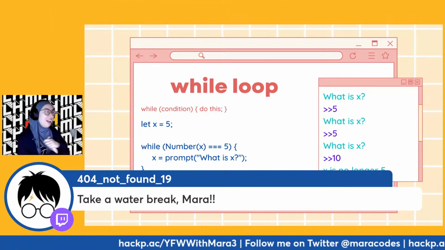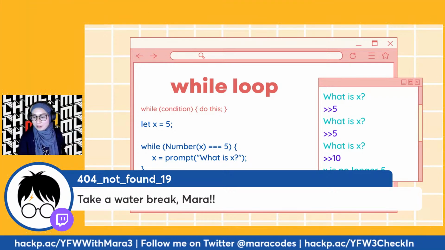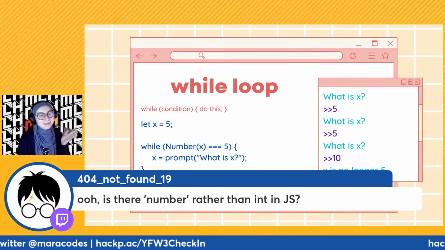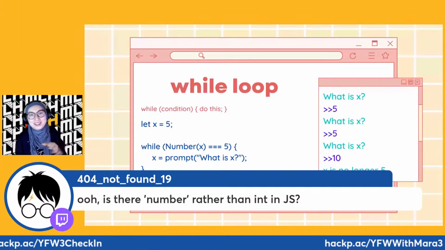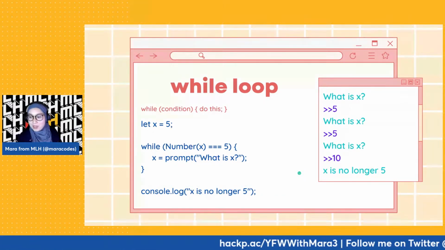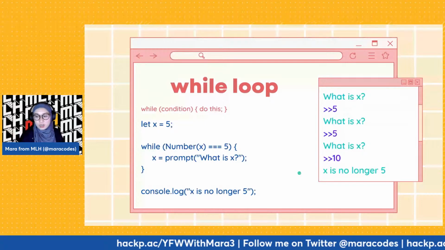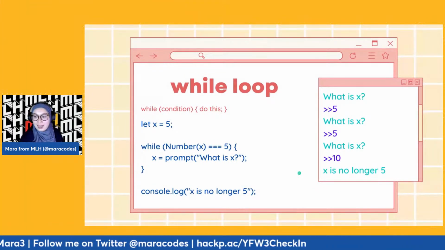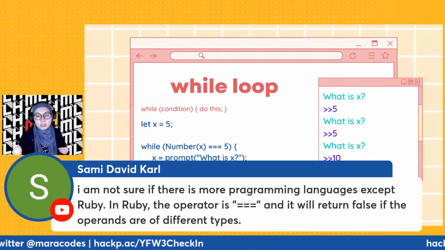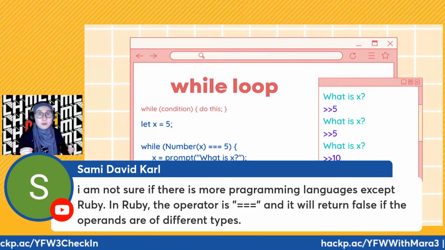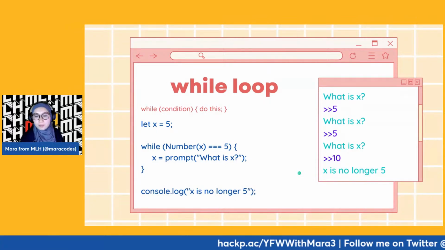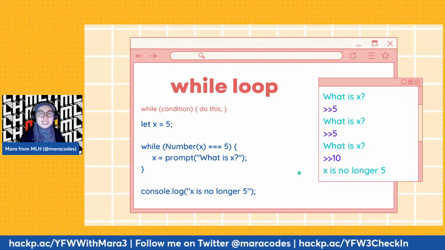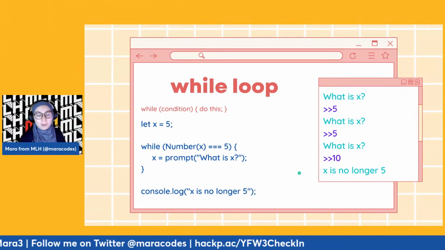Okay. So, let's talk about this while loop. Int in Python is the same thing, so if you're comparing it to Python, it's the same thing. Shout out to Sami. What they brought up was that equal not just compares the value, but compares the type as well. As I mentioned earlier, prompt always returns a string. It always gives back a string, okay?